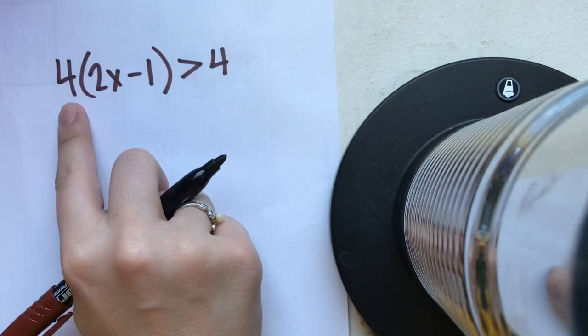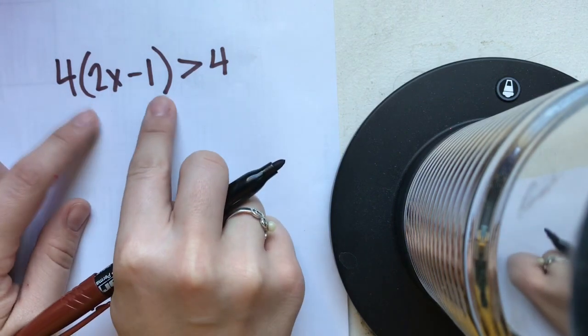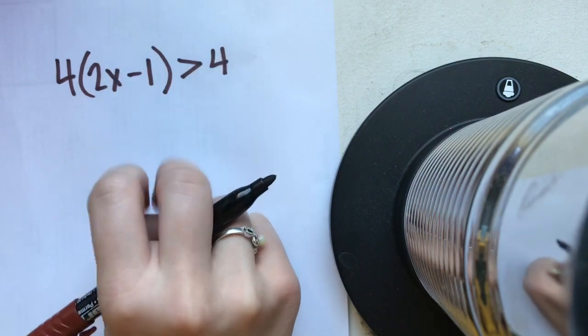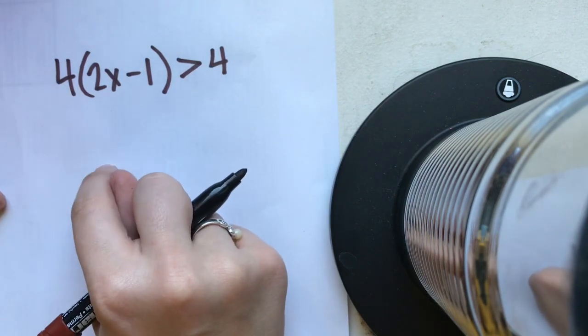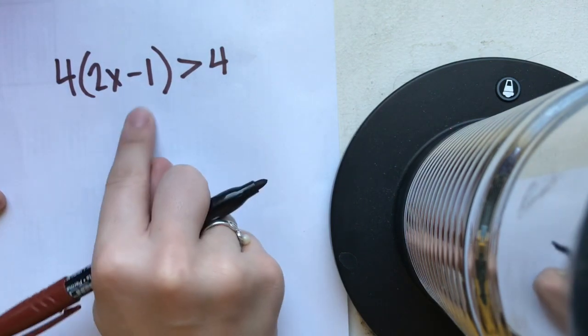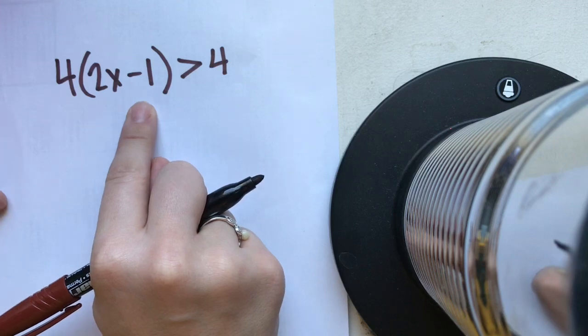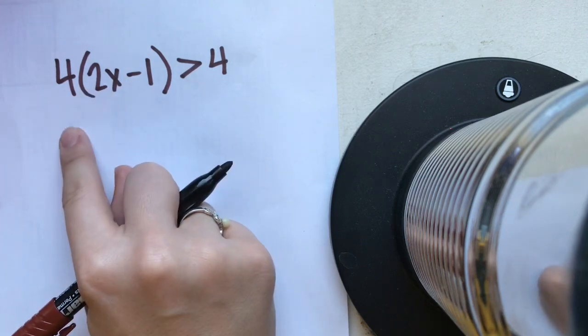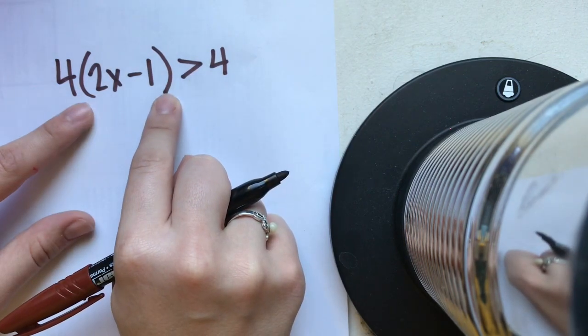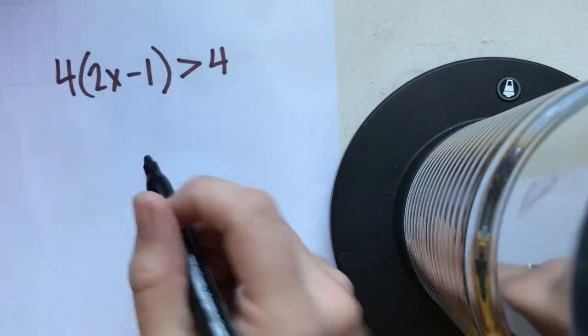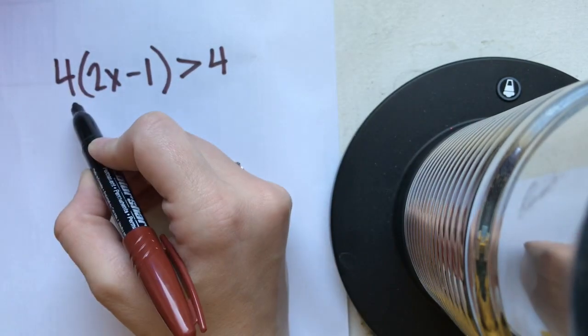When you see a number on the outside of a set of parentheses, you know there's two ways to solve it, at least. And we've learned one of the ways is multiplying, distributing every number inside the parentheses, or dividing, because this 4 is being multiplied by what's in here. So we will start with the distribution method.